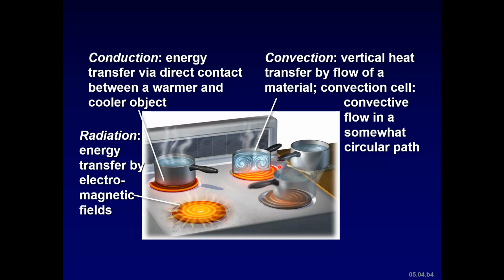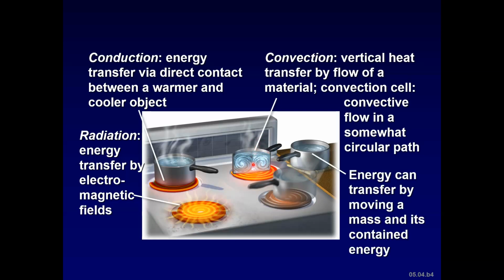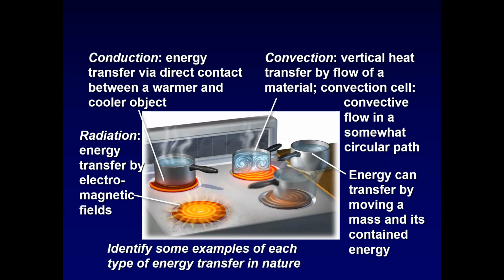You see a convection cell where the hot water rises, cools, and then falls back down, heats back up, and goes up again in a somewhat circular path. Also, energy can transfer by moving a mass and its contained energy. So the water's hot and we move it elsewhere. It's not really used much in the book. You can think about this for your discussion this week about each type of energy and how they might be transferred in other parts of nature.